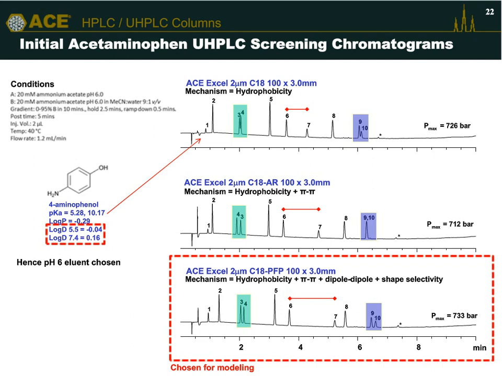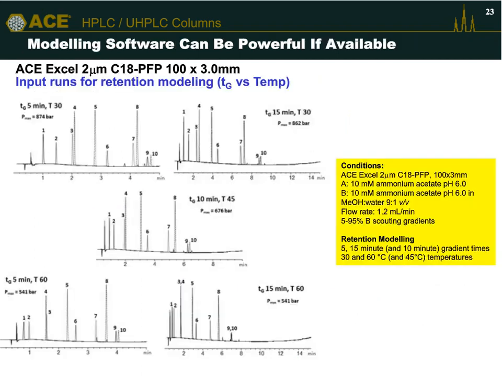At this stage, we're fortunate enough to have modeling software available, so we can do some modeling. But actually, the separation given by the general screen on the C18PFP is not bad at all. We've just about got separation of most of those compounds, and it wouldn't take much to optimize that to get full separation. But I'm going to move this into a modeling situation, and for the input runs, this is a gradient time versus temperature modeling platform.